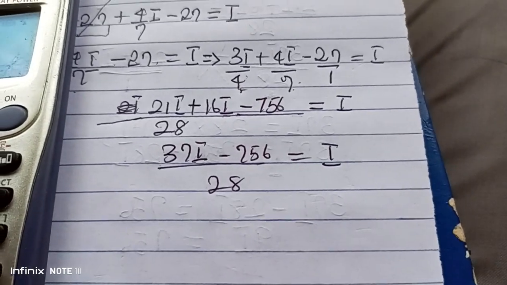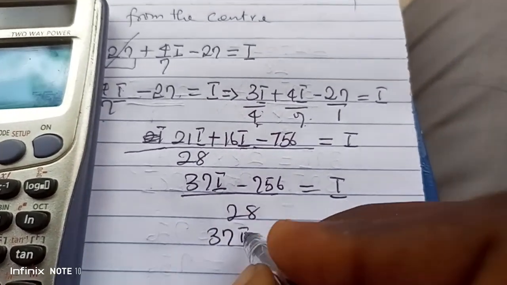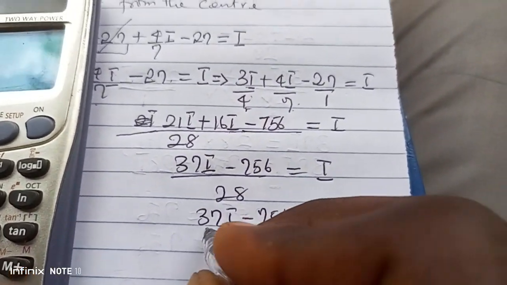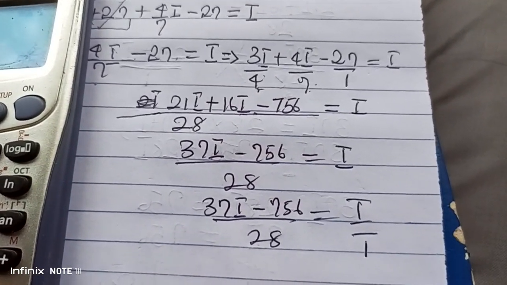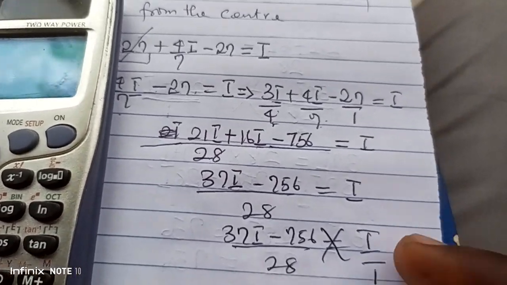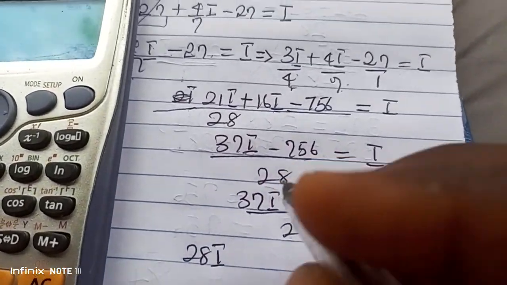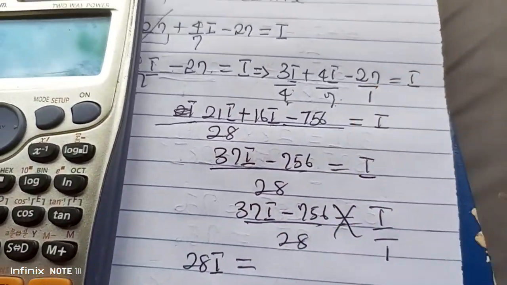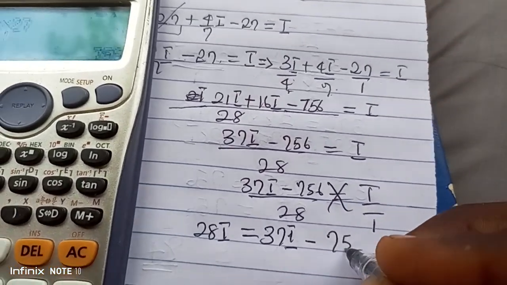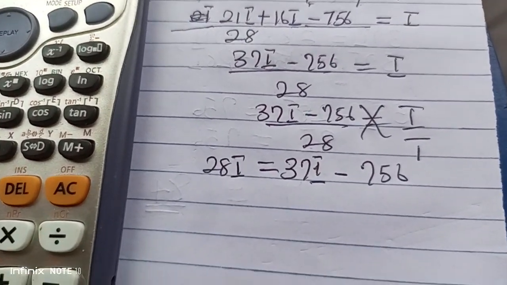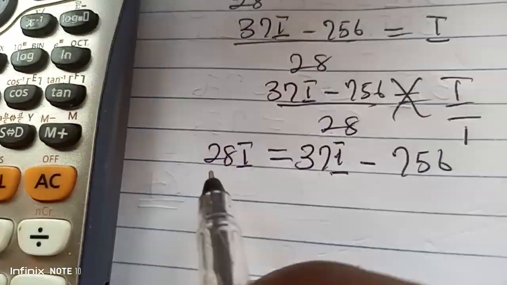Here, what I can do is that I can cross multiply. 37I minus 756 over 28 is equals to I over 1. So I can make it over 1. So cross multiply now. This one multiply this one. So now I have 28 times I, 28I. So 1 times everything here is still the same thing as 37I minus 756. So this is 37I and this is 28I.